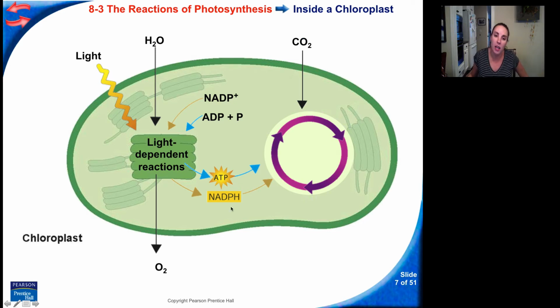These products of the light-dependent reactions go into the light-independent reactions, or the Calvin cycle. So ATP, NADPH, and CO2 go into the Calvin cycle, and what's produced is what we are looking for, the food that is made from photosynthesis, sugar.